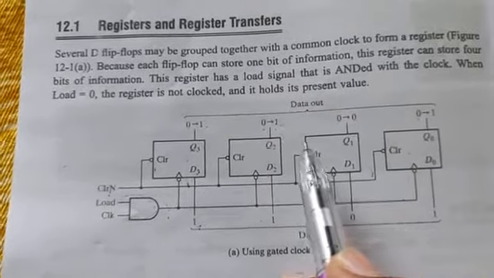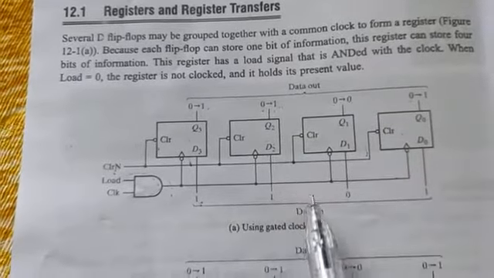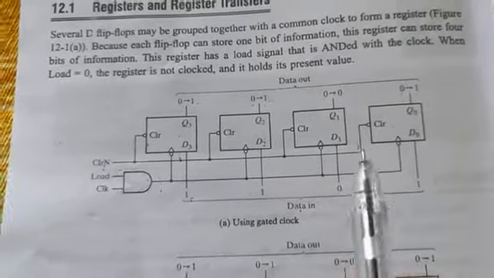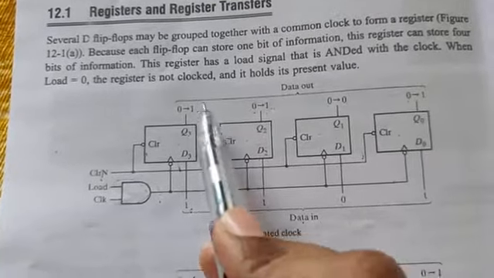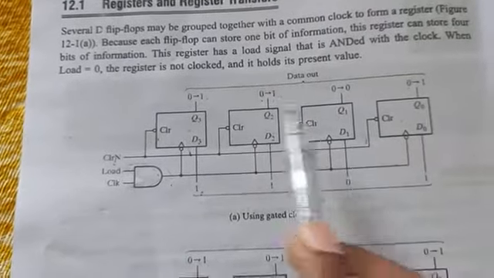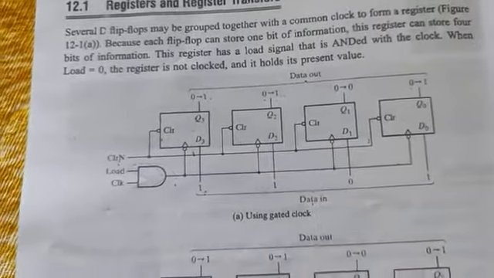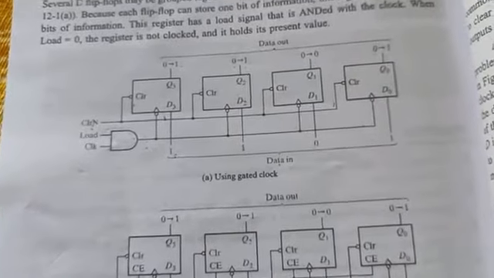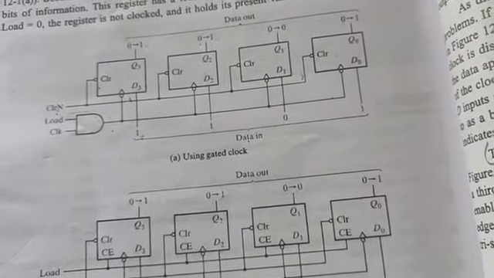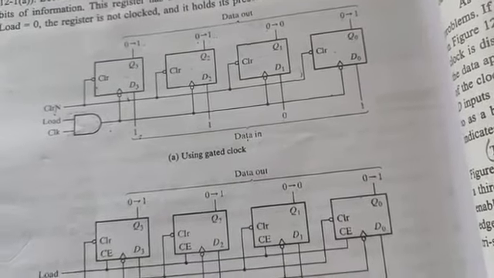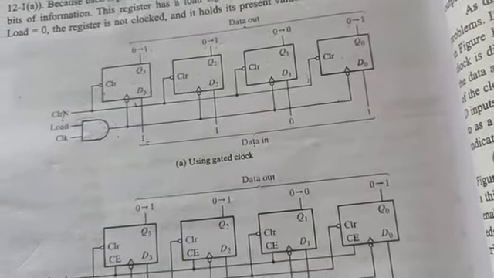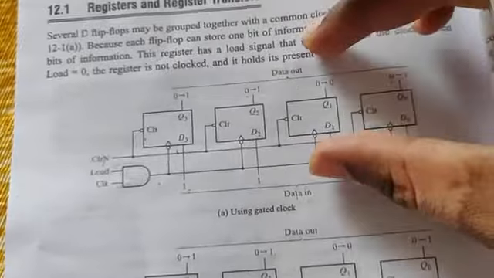So data input and data output: parallel in, parallel out. I am passing the data in parallel to all the flip-flops at the same time, and I am passing output data in parallel out. This is parallel in, parallel out. It is going to work like this. So we have 4 types of registers: serial in, serial out; serial in, parallel out; parallel in, serial out; and parallel in, parallel out. 4 types of registers. This is how the parallel in, parallel out is going to work.